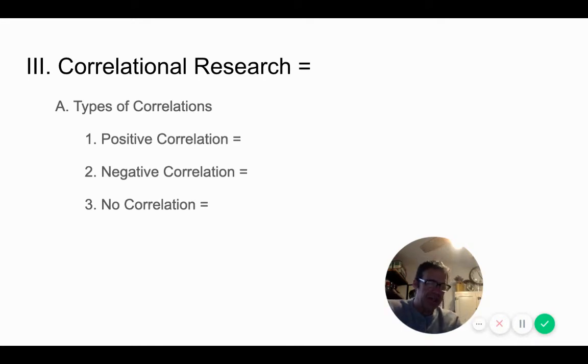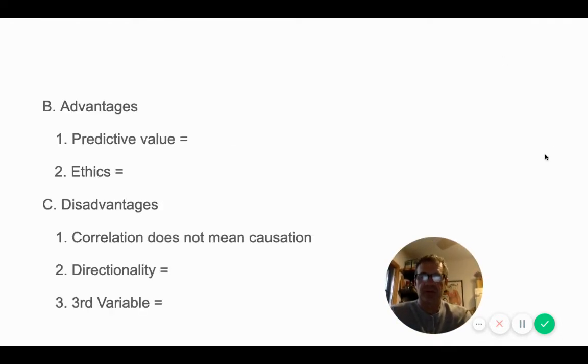Then we have a no correlation. Okay. Or let me go to negative correlation. No, we'll go to no correlation. I'll come back to that negative correlation later. So no correlation is just what it sounds like. There is no relationship between the two variables. Okay, there is no relationship between the two variables. So shoe size and enjoyment of watermelon. Okay, there's probably no relationship there that I'm aware of. Okay, so that's what we would say for those three types of correlations.